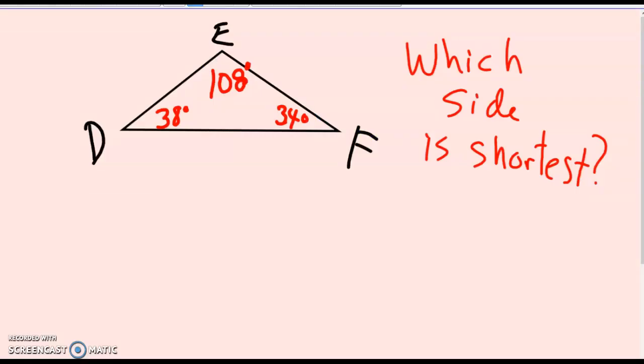Okay, so a couple other things to go over quickly. If I'm looking at this picture, I just want to point something out. So this question says, which side is the shortest? Well, we're gonna use these angles to help us. If you notice, this 34 degrees is the smallest angle, okay? So it's always gonna be the smallest angle that's across from the shortest side. So this side here, DE, would be the shortest side because this angle is the smallest angle in that triangle, okay?